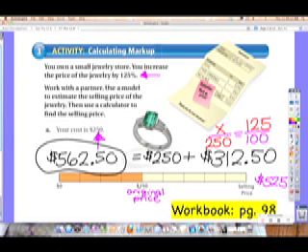Dagan, do you have a comment, question? When I estimated, I got the exact answer. You did. Jalen said he estimated perfectly. Good job, Jalen. Good work. Okay, let's do the next part.